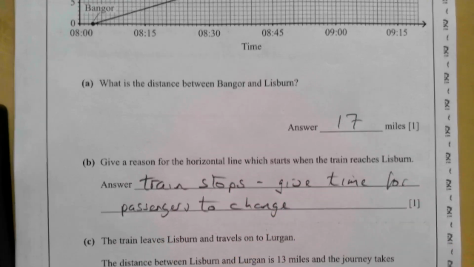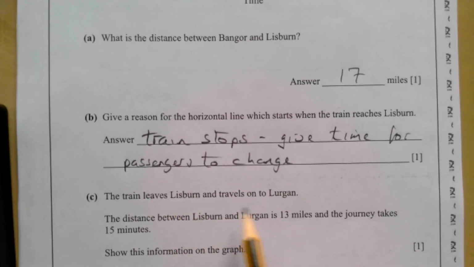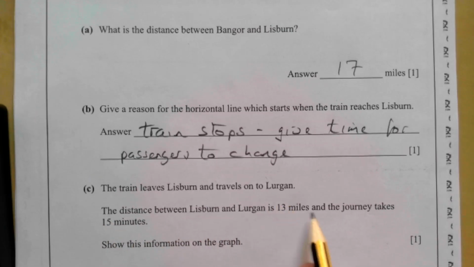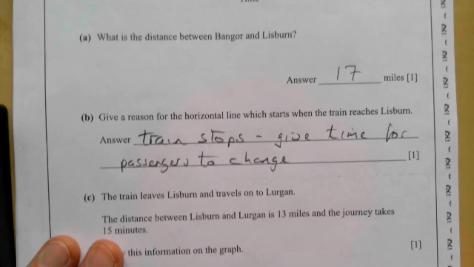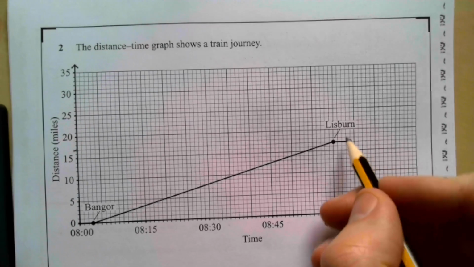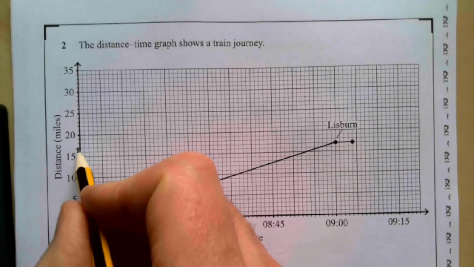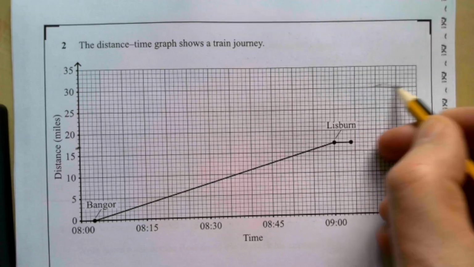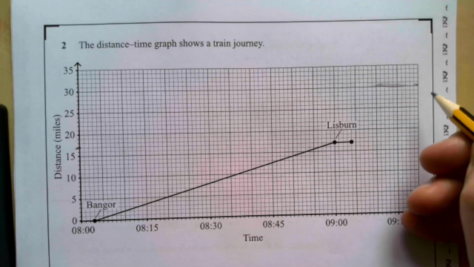Hopefully that makes sense. The train leaves Lisburn and travels on to Lurgan. The distance between Lisburn and Lurgan is 13 miles and the journey takes 15 minutes. Show this information on the graph. So it's 13 miles and 15 minutes. So 13 miles added on into here. So we're at 17 here. So hopefully you can see that's going to take us up to 30. So we're going up to this line here and it's 15 minutes.